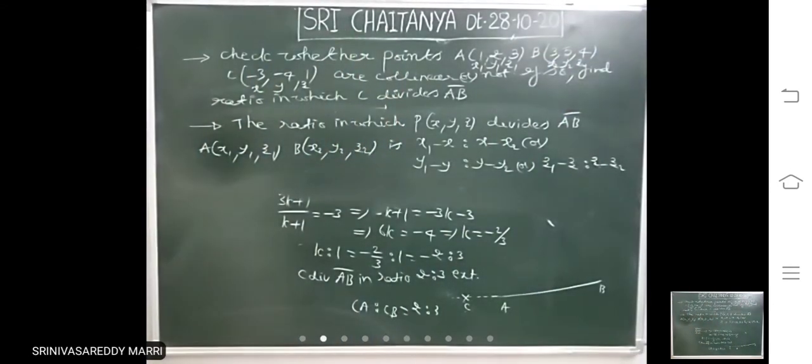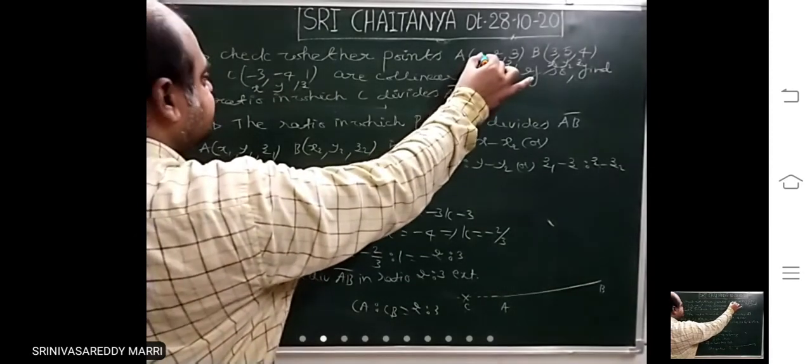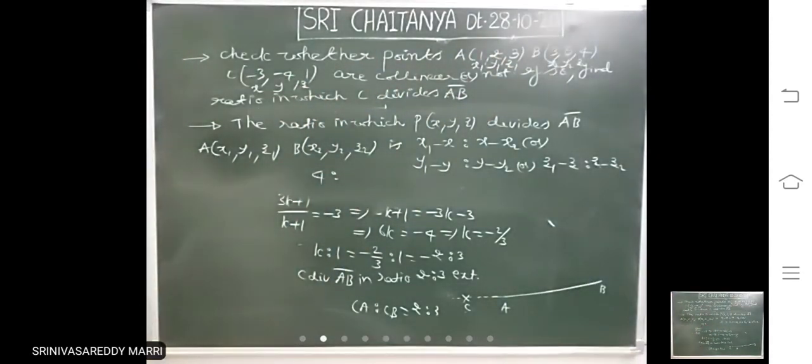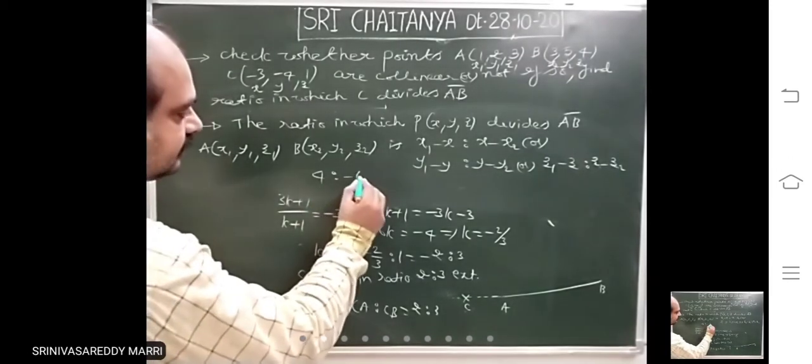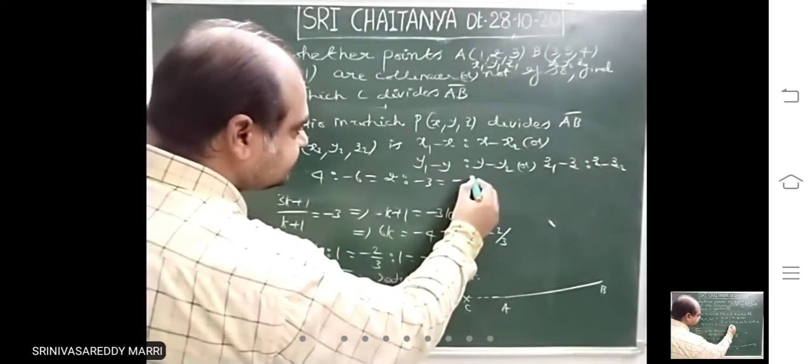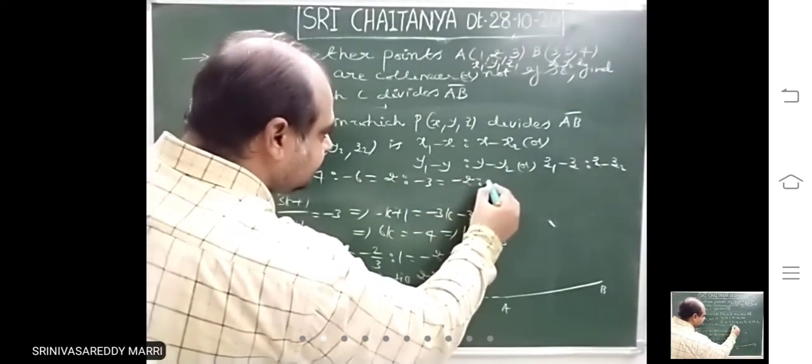Right? So that means if you use the formula, I am using the first one. Anything you can use. X1 minus X. X1 is 1, X is 4, that means 2. So X1 minus X is to X minus X2. X minus X2 means -3 minus 3, -6. That means 2 is to -3. This is nothing but -2 is to 3.